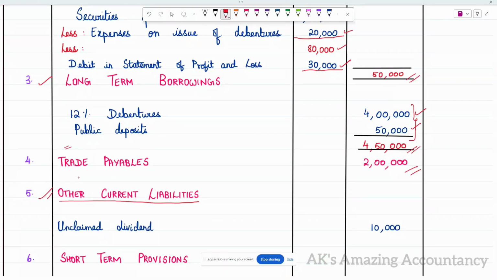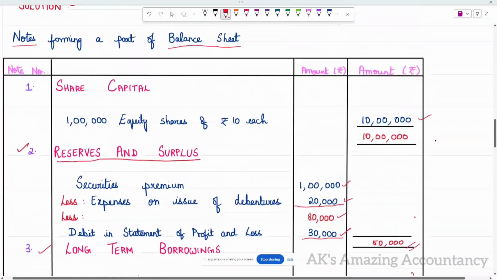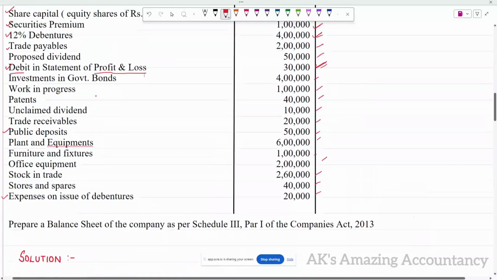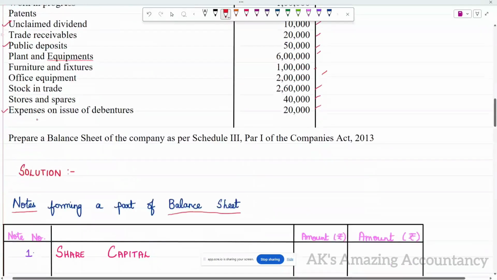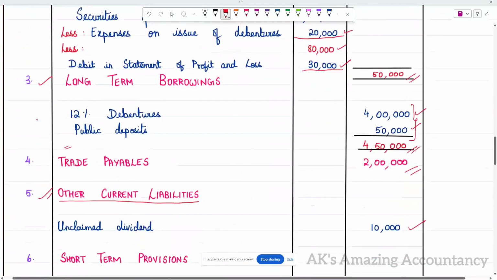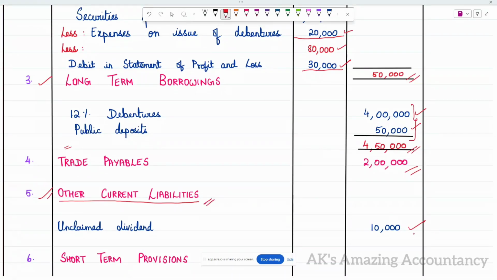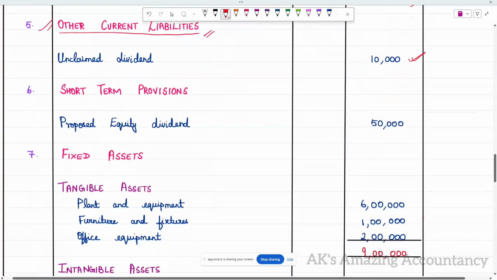So we'll have the heading other current liabilities for note 5, and under it we'll be entering unclaimed dividend. You can have a look at the problem. You're given an item called unclaimed dividend. So this unclaimed dividend will come under which note? It will come under note 5, which is other current liabilities. Unclaimed dividend is 10,000. Then the next note we are going to prepare is note 6.